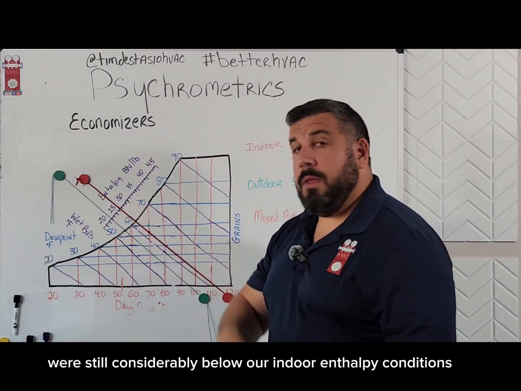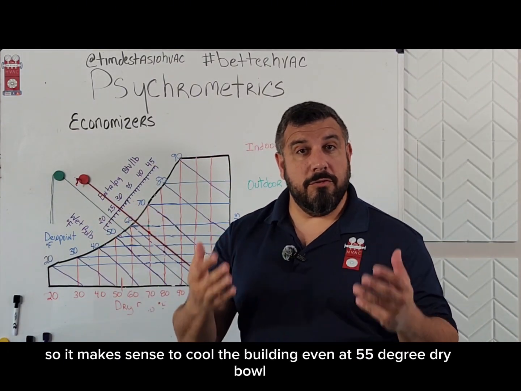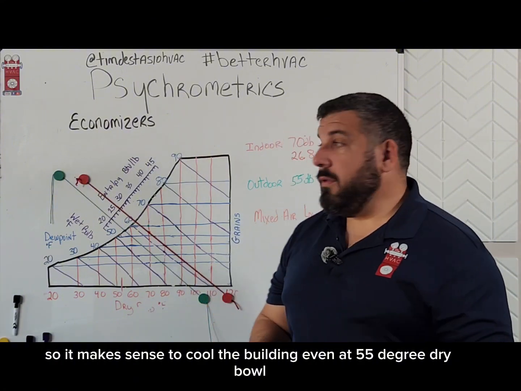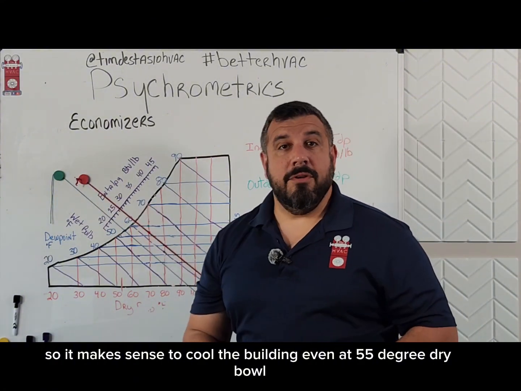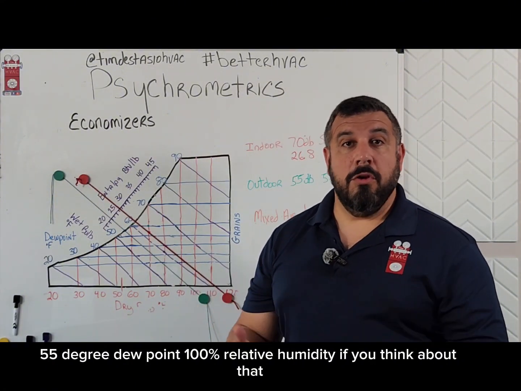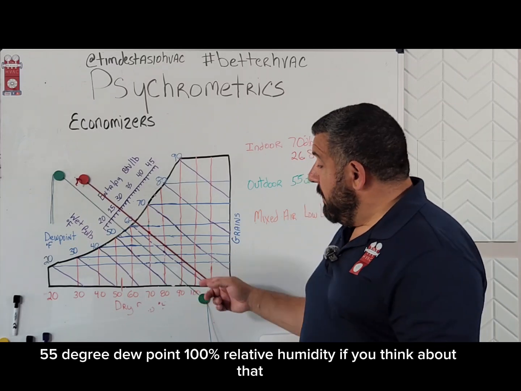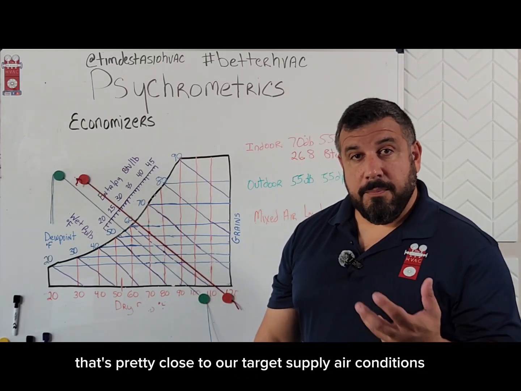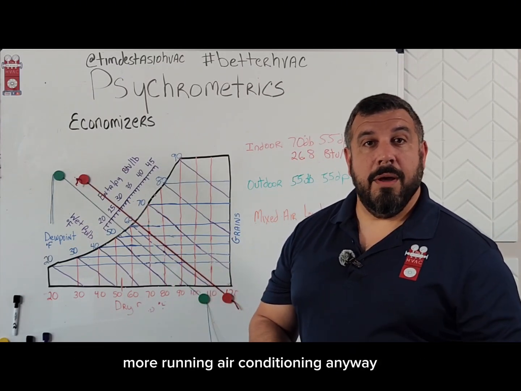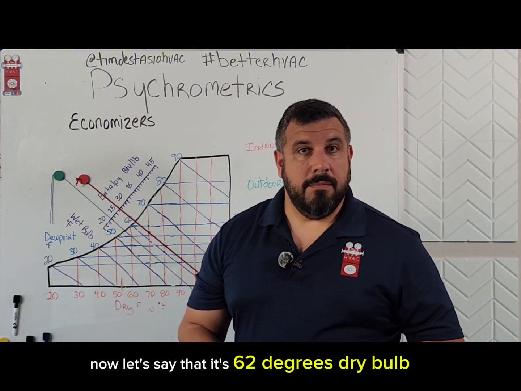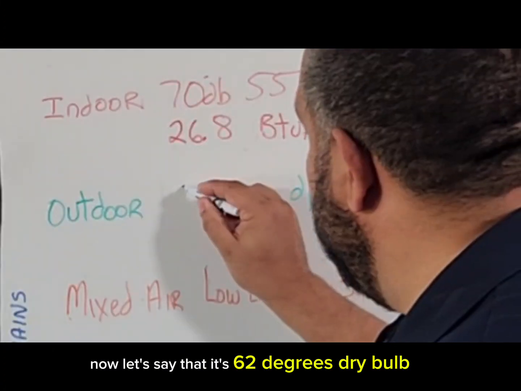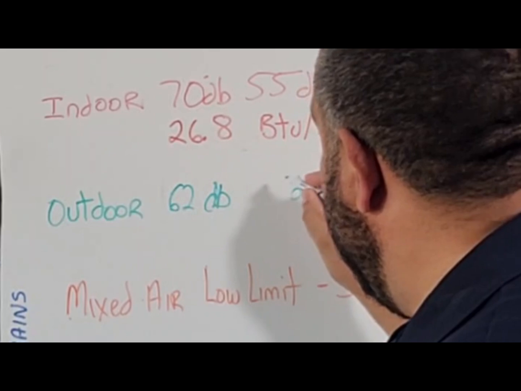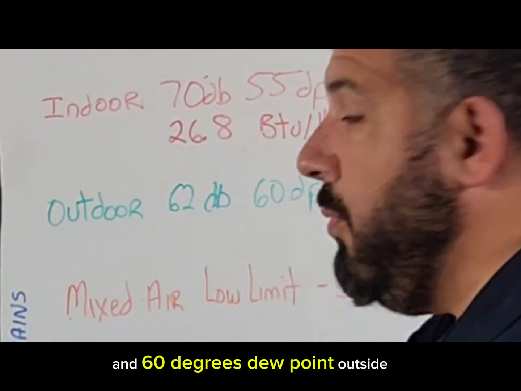We're still considerably below our indoor enthalpy conditions, so it makes sense to cool the building even at 55-degree dry bulb, 55-degree dew point, 100% relative humidity. If you think about that, that's pretty close to our target supply air conditions when we're running air conditioning anyway. Let's take another set of conditions now. Let's say that it's 62 degrees dry bulb and 60 degrees dew point outside.